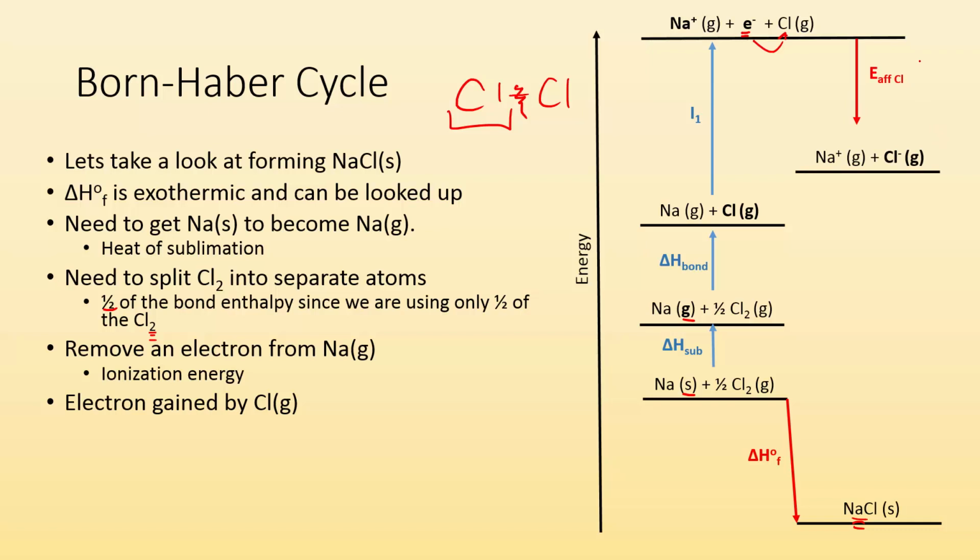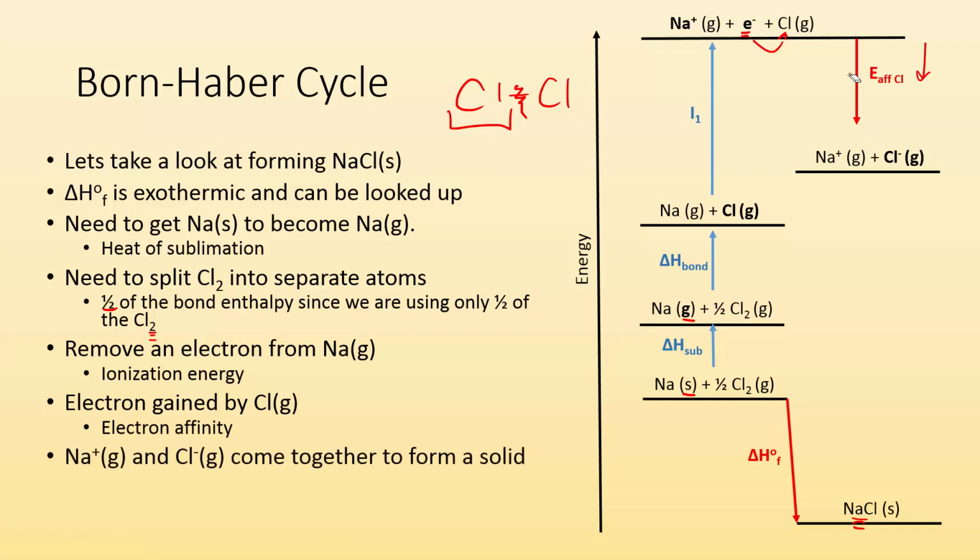And we know that for chlorine, as is true for most electron affinities, it's a negative delta H. So we go down in energy. We have a negative delta H. So now we have these two ions. We have the sodium plus ion and the chlorine minus ion, and they're in the gaseous phase. And we know opposites attract. So this is where the lattice energy comes into play. So the Na plus gas and the chloride ion gas phase come together, form a solid, and that is the lattice energy.